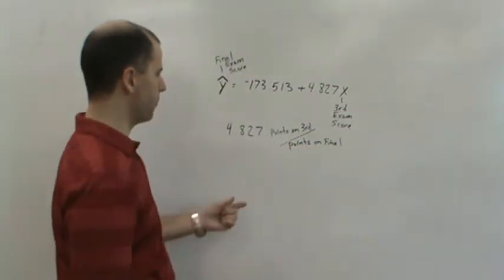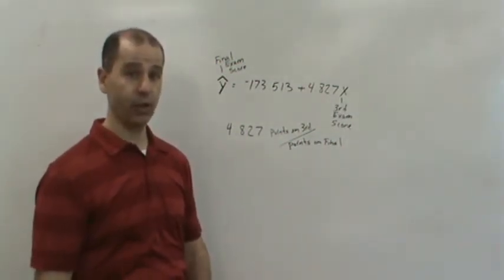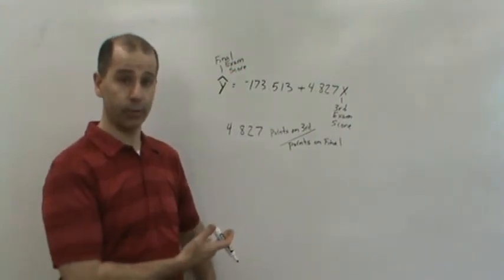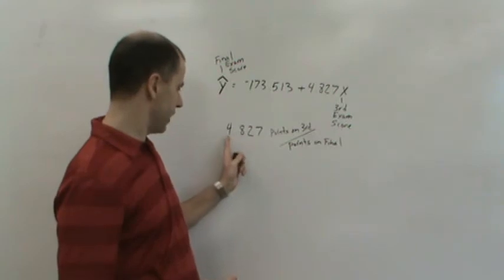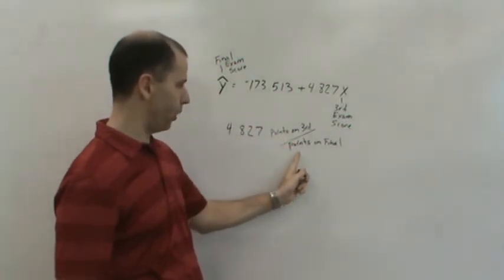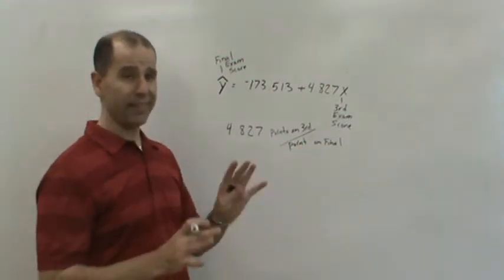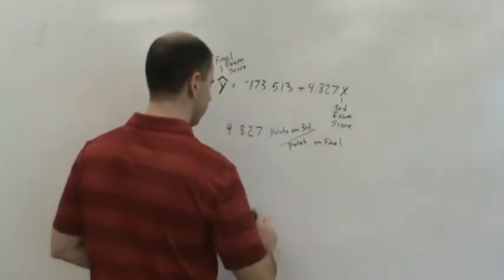So slope represents a rate. So slope represents a rate of increase or rate of decrease. And since we're talking about a straight line, linear regression, it's a constant rate. So we can talk of this as 4.827 points on the third exam per point on final. Well, maybe even that's a little confusing. Well, let's write it this way, okay?